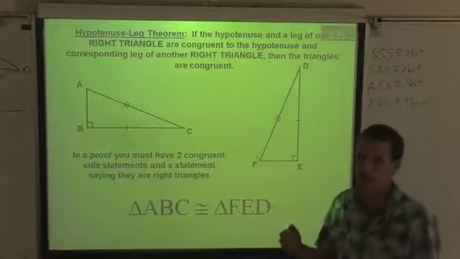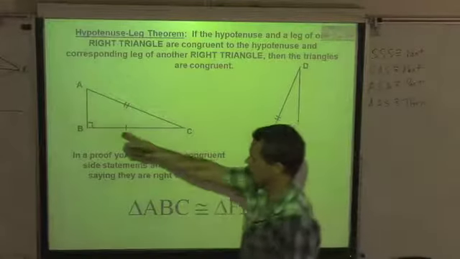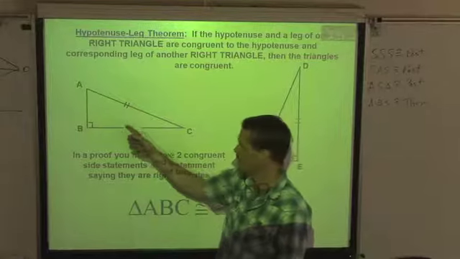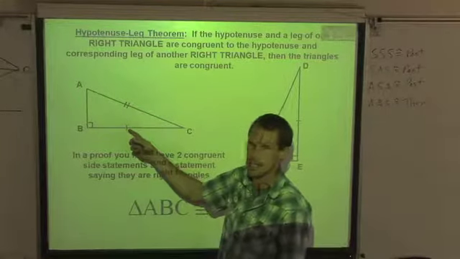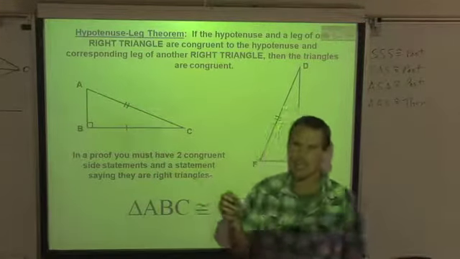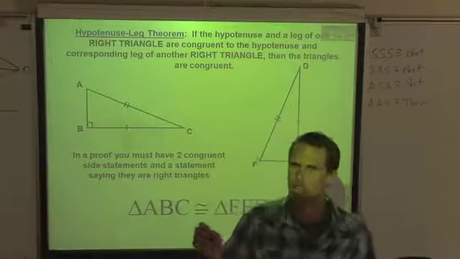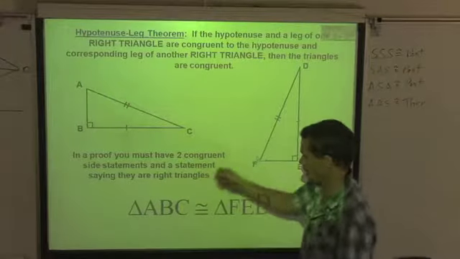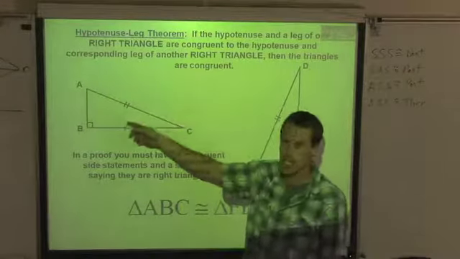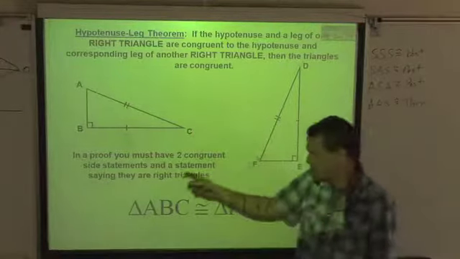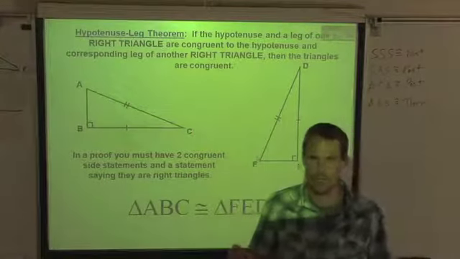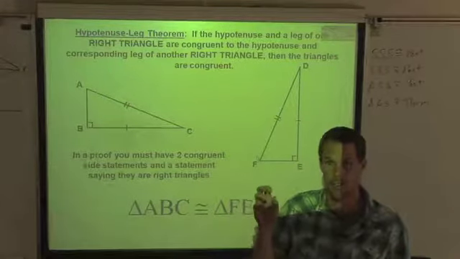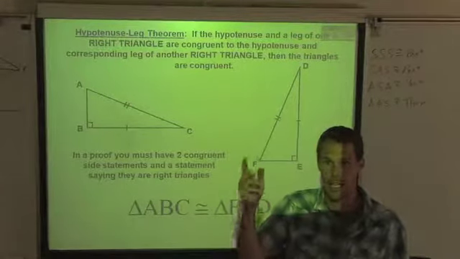So we call this hypotenuse leg because in a right triangle, the largest side, across from the right angle, is considered the hypotenuse. This side is considered the leg. So the key is we have to say they are right triangles, not congruent angles. In a proof, you must have two congruent side statements, hypotenuse to hypotenuse, leg to leg, and you must state that they are right angles. Then you have hypotenuse leg. This is the only time ASS works, if it's actually hypotenuse, leg, right triangle.